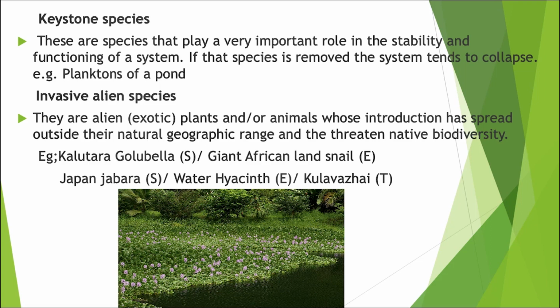Keystone species, as the name suggests, play a very important key role in the stability and the functioning of a system. If by any chance this species is removed from the system, it tends to collapse and cease to exist. Consider the planktons in a pond. They are a very important part of an aquatic food chain. So if they are removed, the system may collapse.